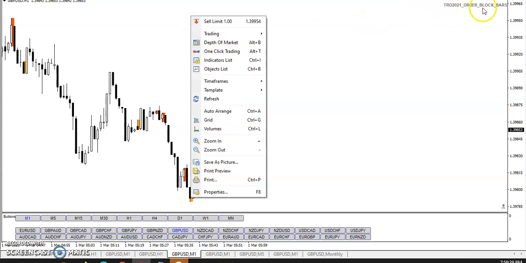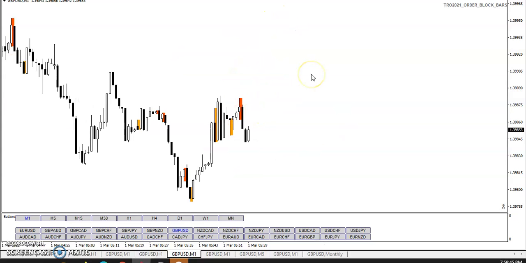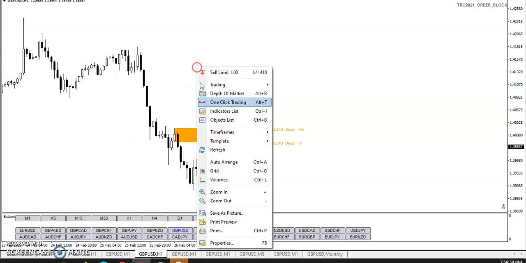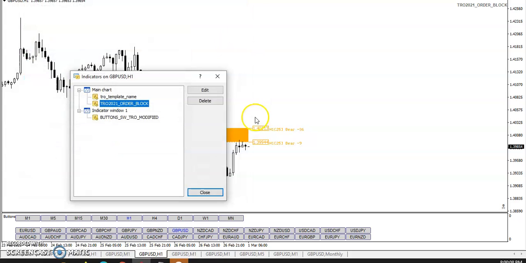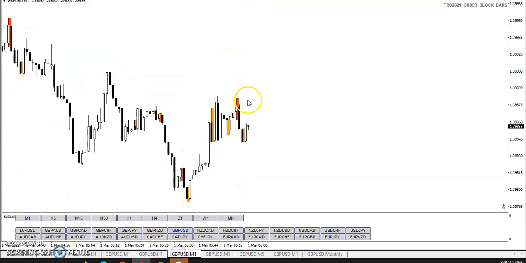Now, the next indicator is the order block bars indicator. Now, you might wonder, if you just showed me the order blocks, why would you do that? Well, this is showing every 2-bar pattern that fits that criteria, whereas the order blocks indicator is only going to show you one order block.